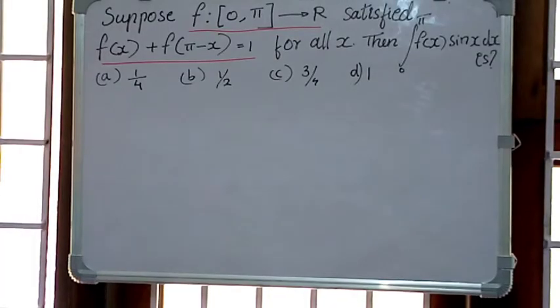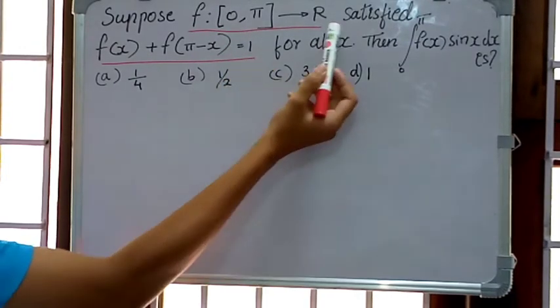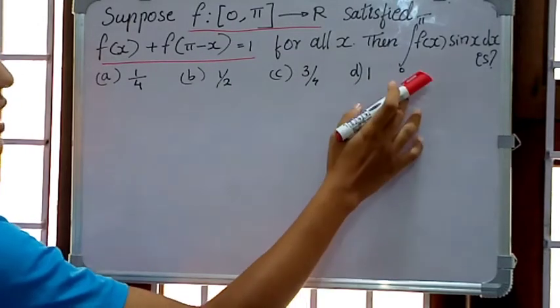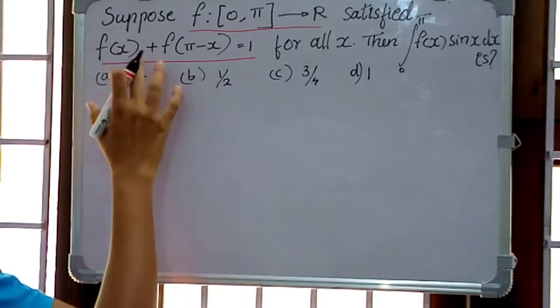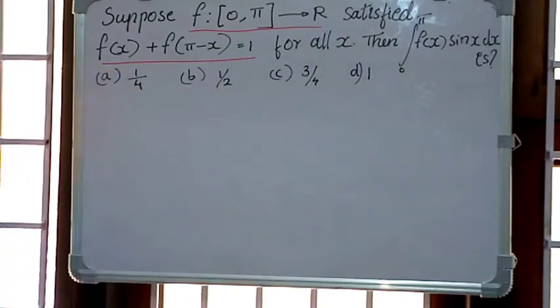Here is our today's first question. Suppose a function is from 0 to pi to R satisfying f of x plus f of pi minus x equals 0 for all x, then the integral 0 to pi f of x sin x dx is. So here we are asked to find the value of integral 0 to pi f of x sin x dx. The quantities provided in the question are this limit as well as this function.